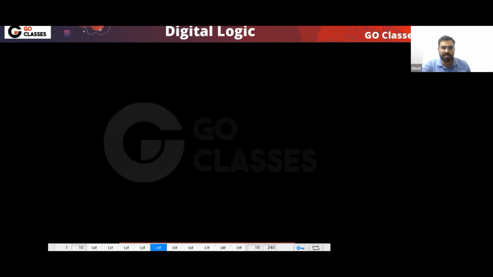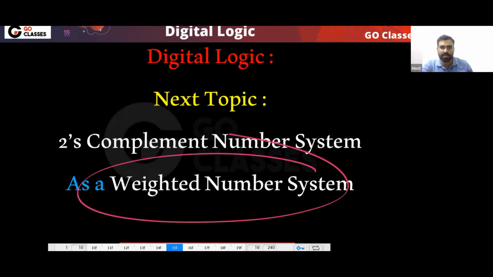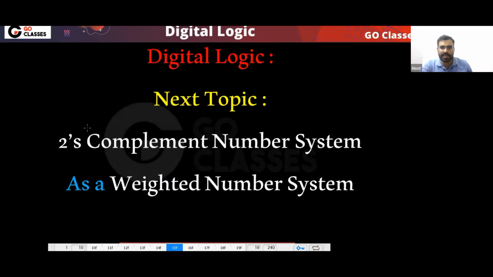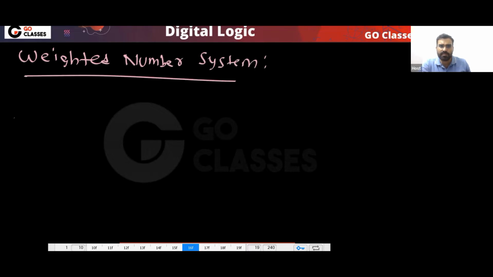Now let's see one more interesting thing: the 2's complement number system is actually a weighted number system. What do I mean by a weighted system? First of all, can anyone give me an example of a weighted system? What is a weighted number system?